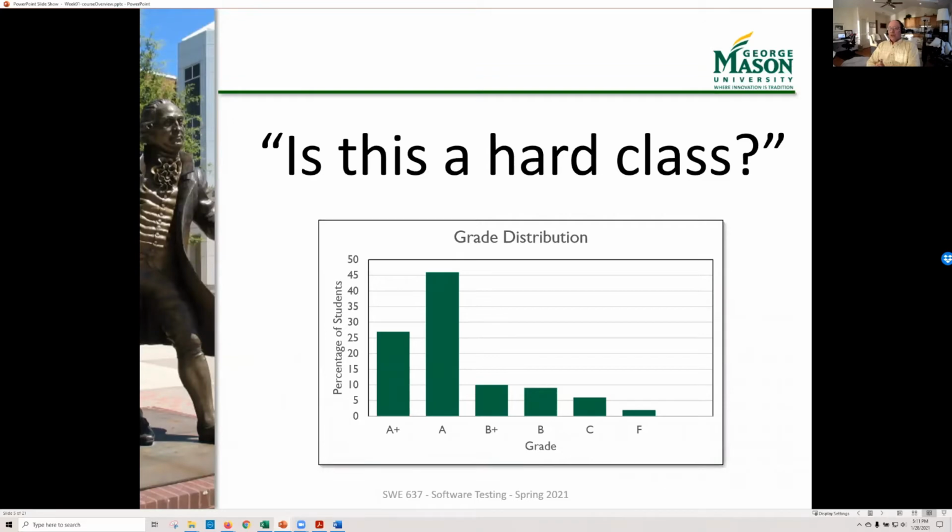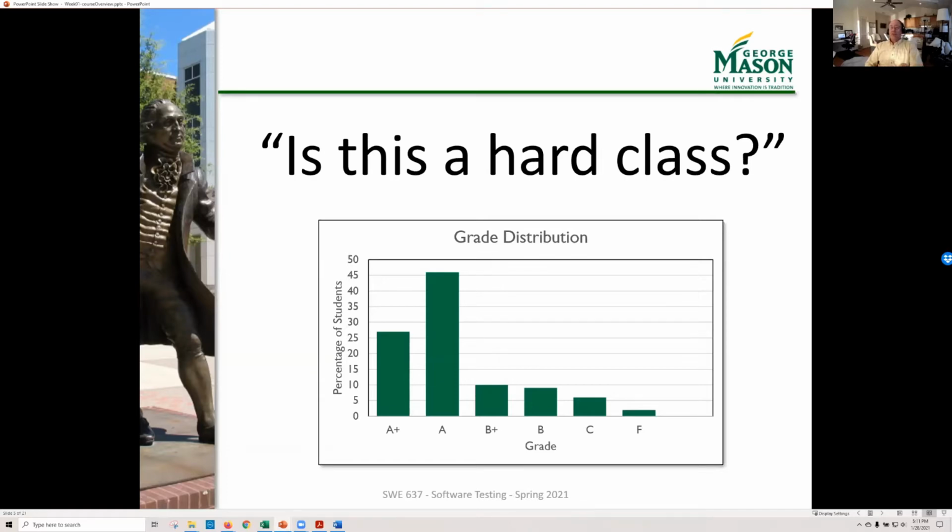So a question I inevitably get is, is this a hard class? My initial answer is, well, it's a graduate class in engineering. Of course it's a hard class. On the other hand, it's not really a terribly hard class, and I go out of my way to actually not make it that hard.